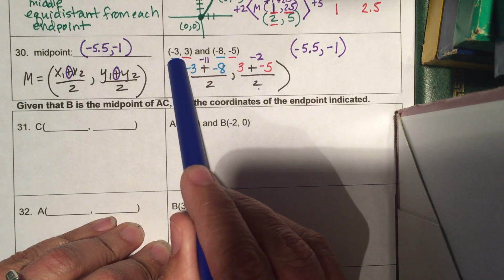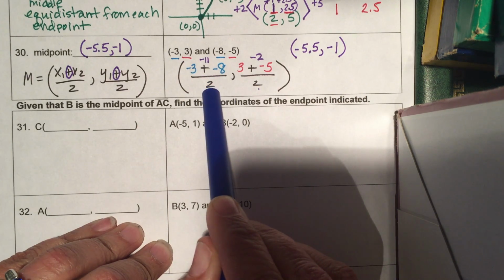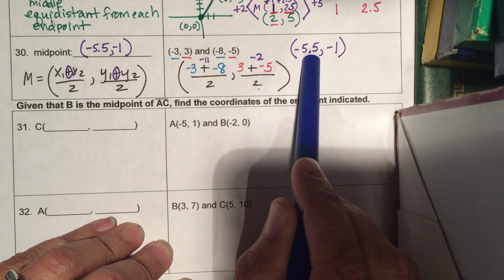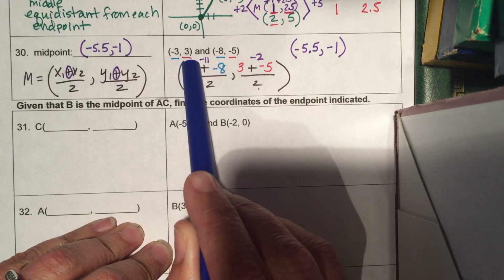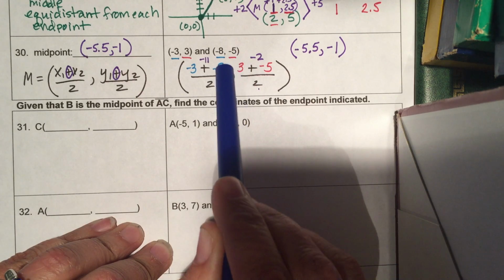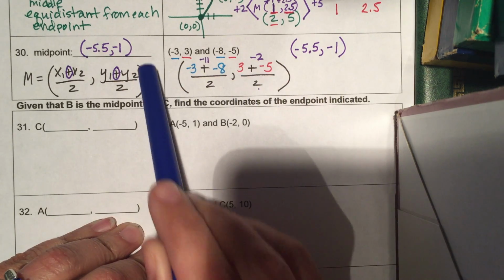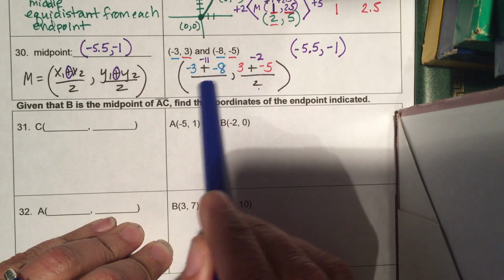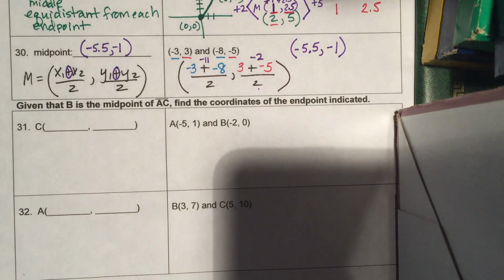So I took the two x's, which were -3 and -8, and I added them together, divided by 2, and I got -5.5. Then I took the two y coordinates and I added them together, 3 plus -5, divided by 2, and I got -1. So that's how I got my midpoint: the average of the two x's and the average of the two y's.